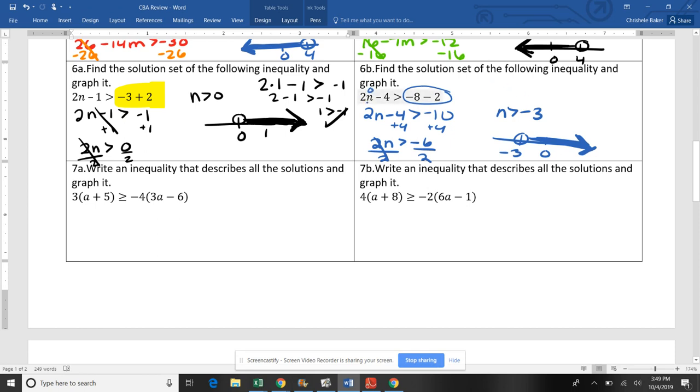2 times 0 is 0, minus 4 is negative 4. Is negative 4 bigger than negative 10? Absolutely. Because if I think about my number line, negative 10's over here, negative 4's over there, 0's here, and whatever's on the right is bigger.